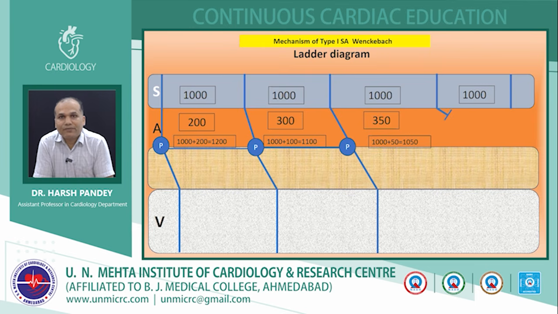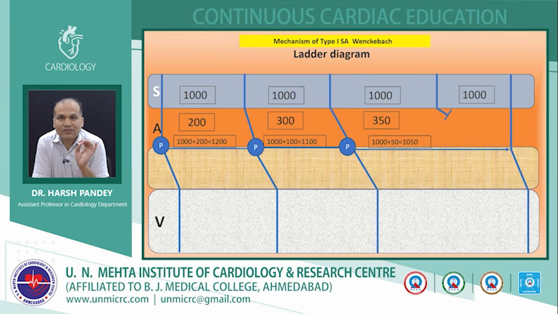And then one P wave was blocked, and again the next beat resumed. So there was a pause. The duration of the pause will be less than twice the PP cycle length. So how will it be? It will be 2 into 1000 minus the absolute amount of increment we have from the previous beats.